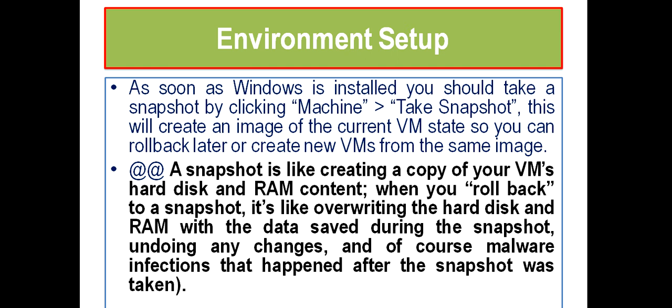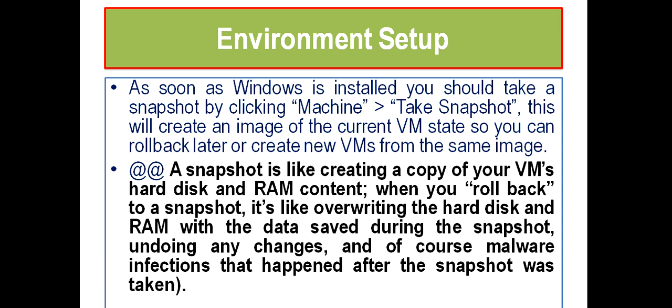Then environment setup. As soon as Windows is installed, you should take a snapshot by clicking the Machine, Take Snapshot option. This will create an image of the current virtual machine state. I hope you know what a snapshot is. If you don't know, don't worry, I'm going to explain it. So this will create an image of the current VM state, so you can roll back later or create new virtual machines from the same image.